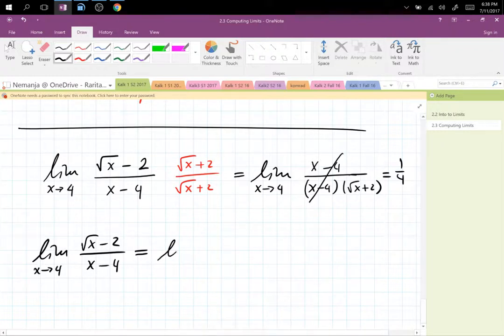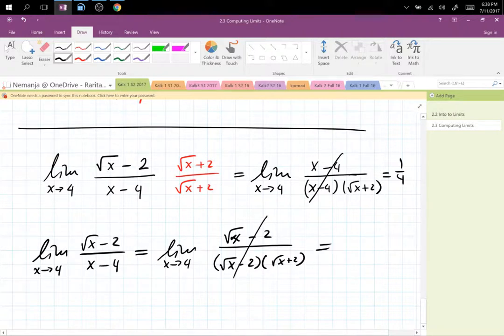So, limit x goes to 4. We have root x minus 2 in the numerator. Denominator factors into this. There's your 1/4. Right? You can factor anything.